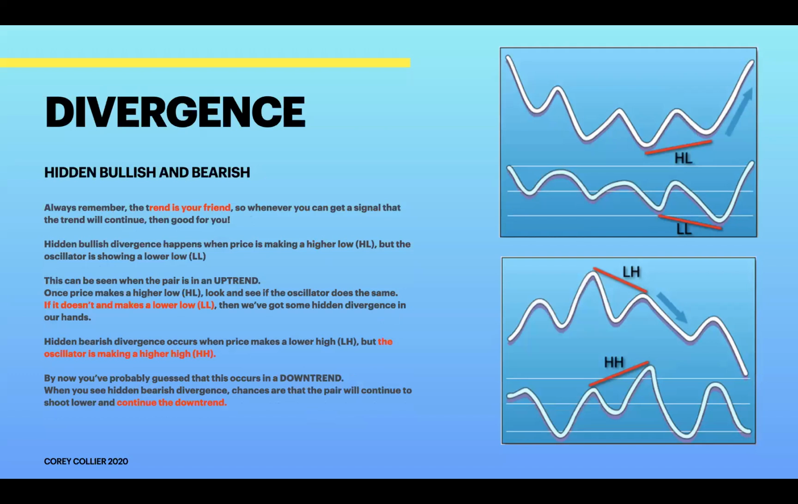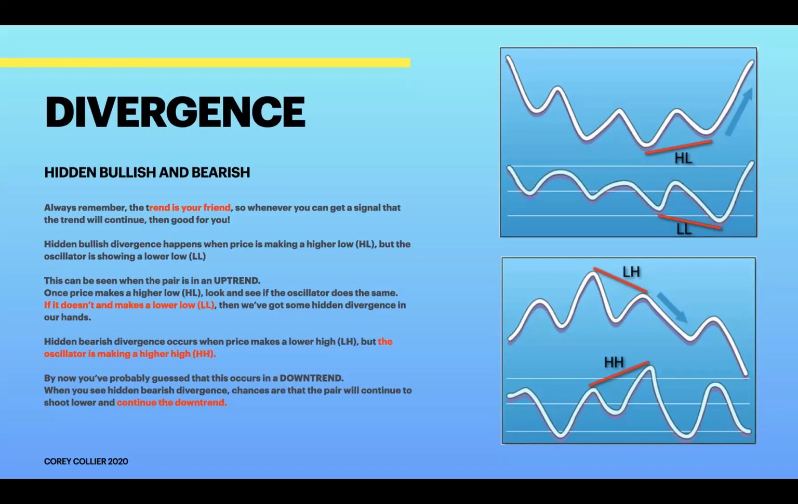Hidden bullish and bearish divergence. All right, so this is where I get deeper into showing you guys what it is, right? Always remember, guys, that the trend is your friend. So whenever you can get a signal that the trend will continue, then good for you, right? Hidden bullish divergence happens when price is making a higher low, but the oscillator is showing a lower low. This is your top picture.